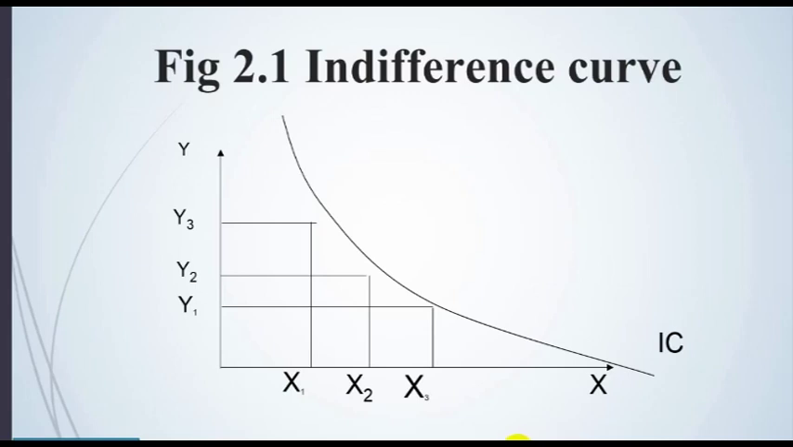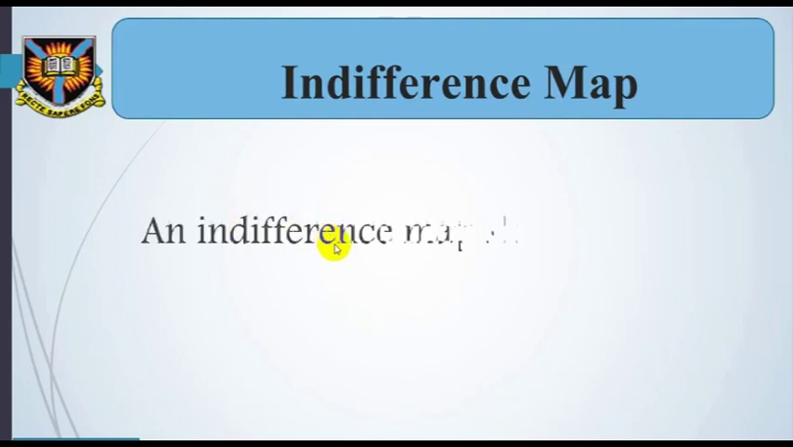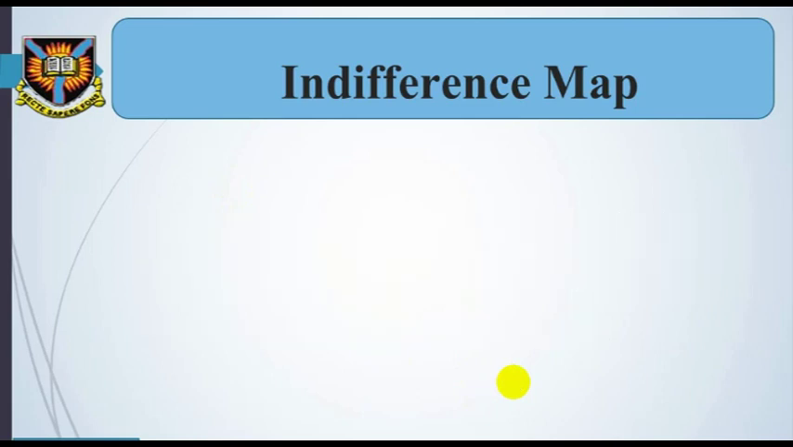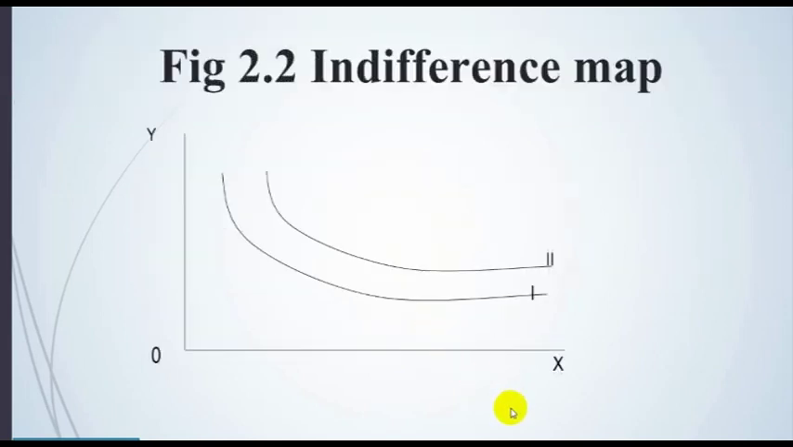X1, X2, X3. An indifference map shows all the indifference curves which rank the preferences of the consumer. Combination of goods lying on a higher IC yield higher level of satisfaction and is preferred and vice versa. See figure 2.2 below.